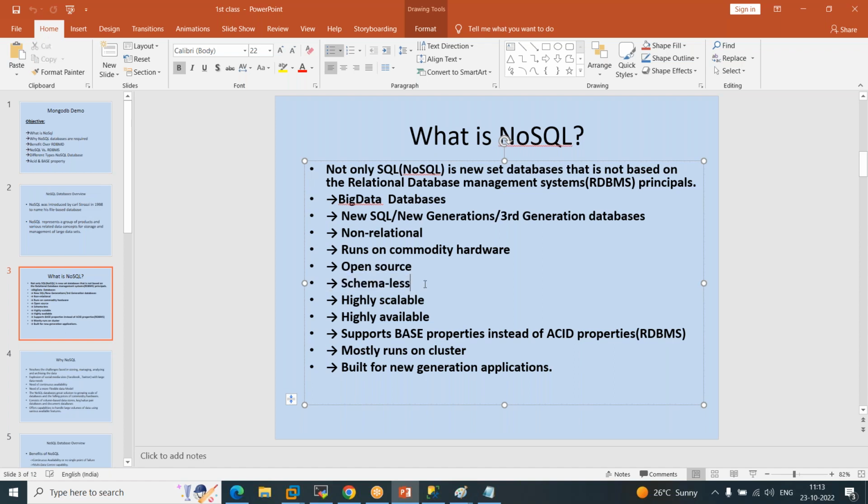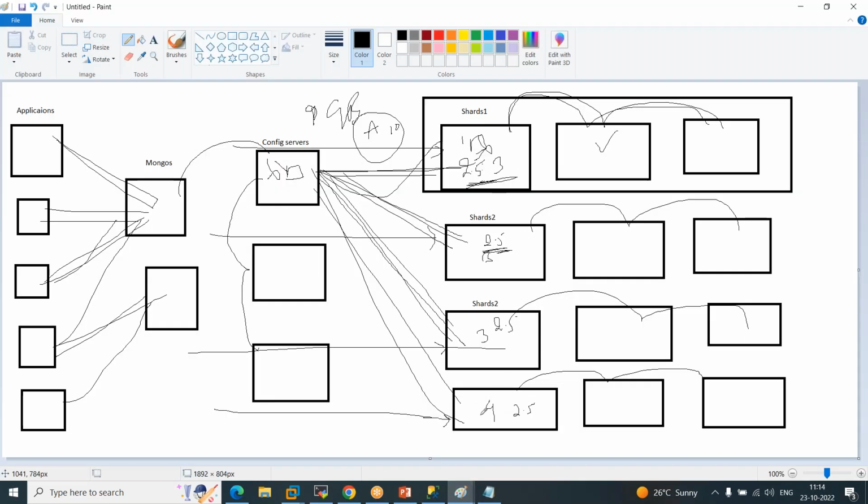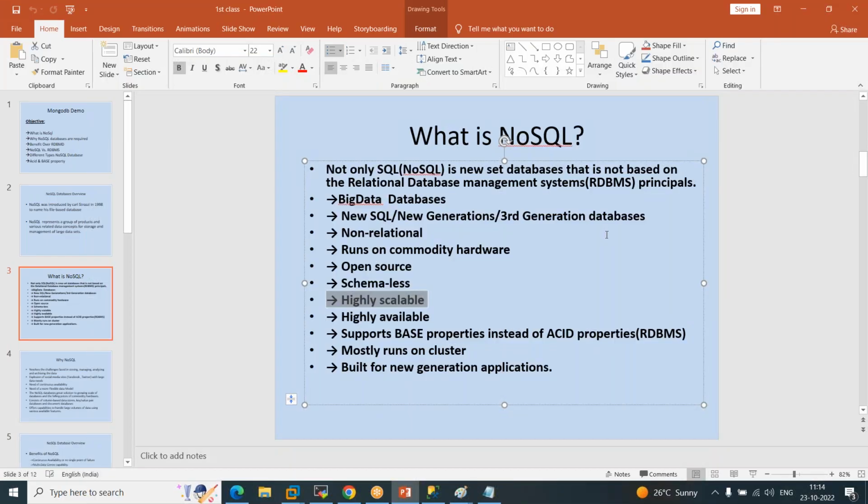I don't want to accept the data if it does not follow this kind of structure. You can define it explicitly, but implicitly it doesn't ask for any structure. You have to impose it yourself explicitly if you want. Highly scalable, because you are writing the data to all the servers in parallel, and reading the data from all the servers in parallel. That's why it is highly scalable compared to the RDBMS.